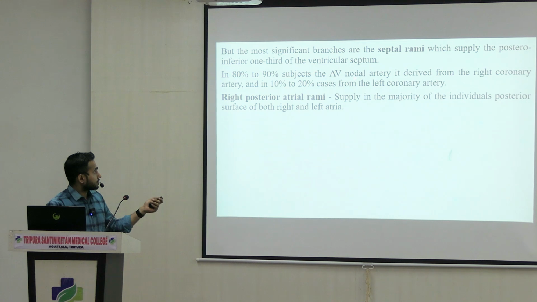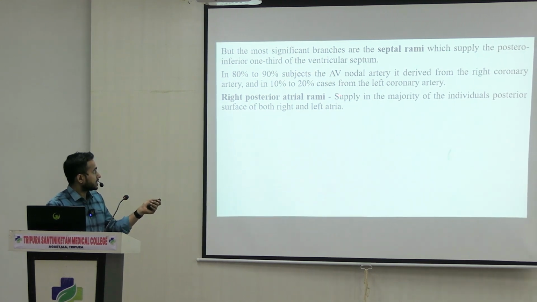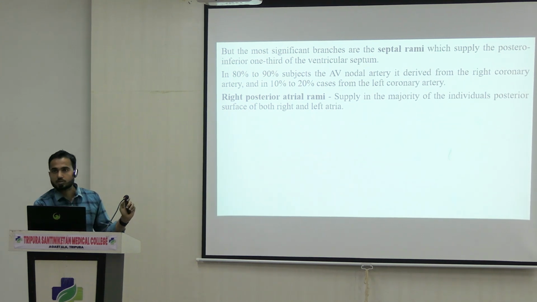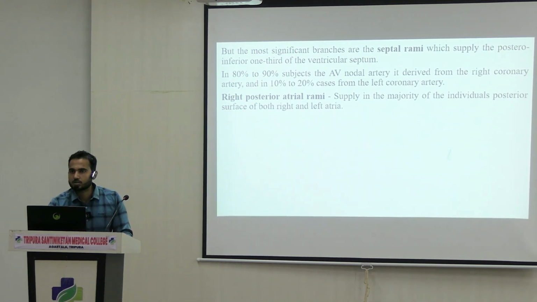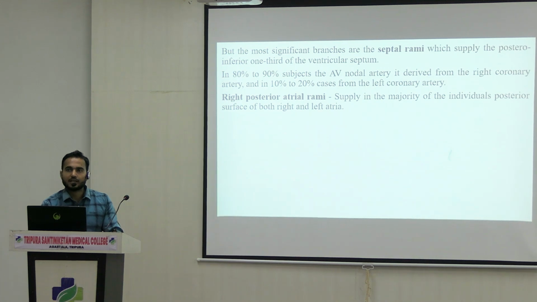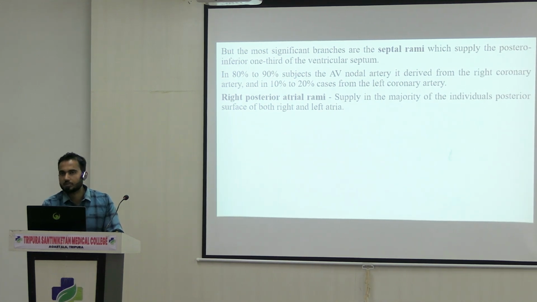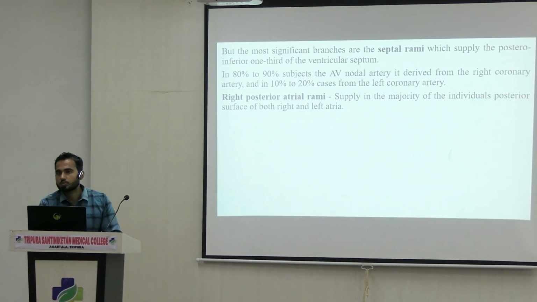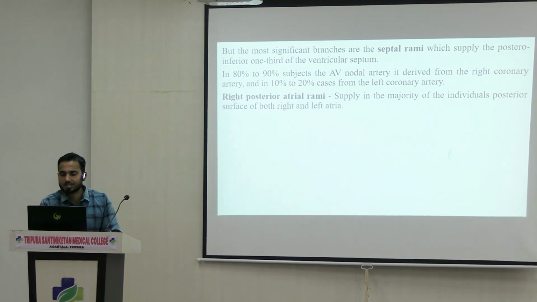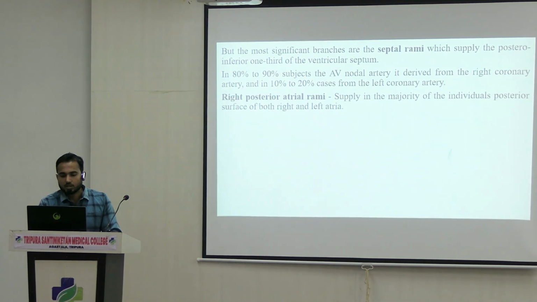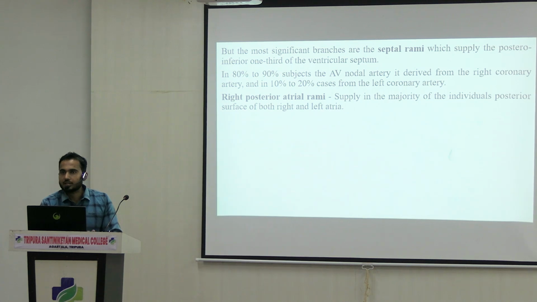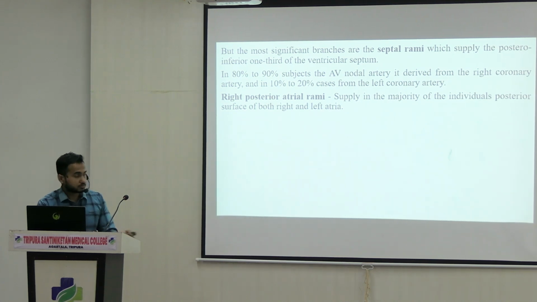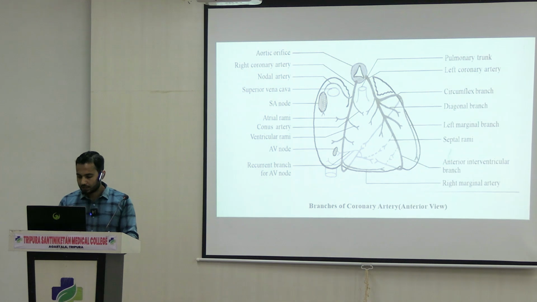80 to 90% of the AV nodal artery is derived from the right coronary artery, and 10 to 20% from the left coronary artery. So these are some statistics where it was found that the AV nodal artery is mainly derived from the right coronary artery. And lastly, we have the right posterior atrial rami. This posterior atrial rami supplies the majority of the posterior surface of both the right and left atria. Now here is the diagram.